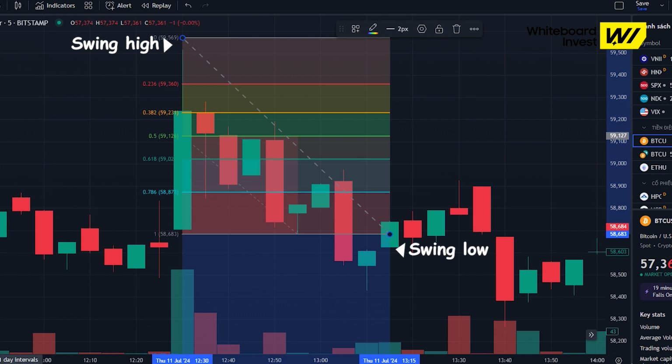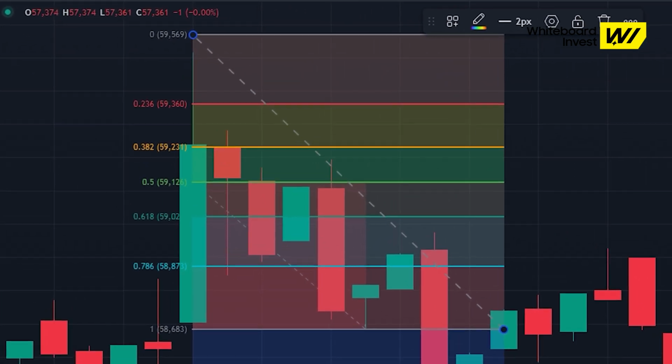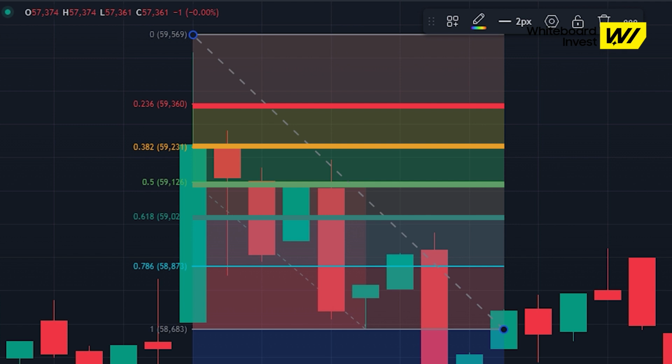Wait for the price to pull back to one of these levels, ideally the 0.382 Fibonacci level, since it's the most common point for price reversals. If the price touches this level, it could be a good buying opportunity. Remember, price can also reverse from other Fibonacci levels, so combine this tool with other confirmation signals for a better entry.